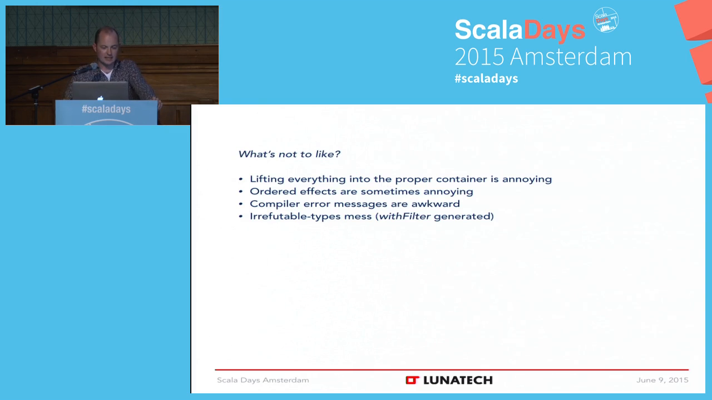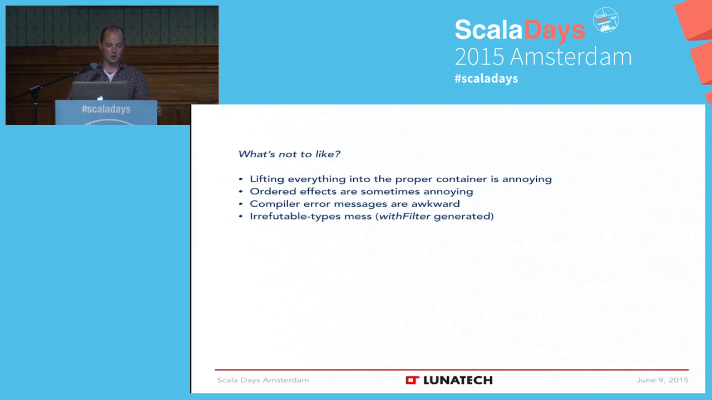So what is not to like? Well, you've probably already identified most of the stuff that's not to like. Lifting everything into the proper container is pretty annoying. It's doable if you stick to similarly shaped containers. If I have this HTTP result type, I use it everywhere in the Play application, so I basically have 30 different methods to get every kind of thing into this shape. So it's not horrible, but it's annoying. It just messes with your screen space.